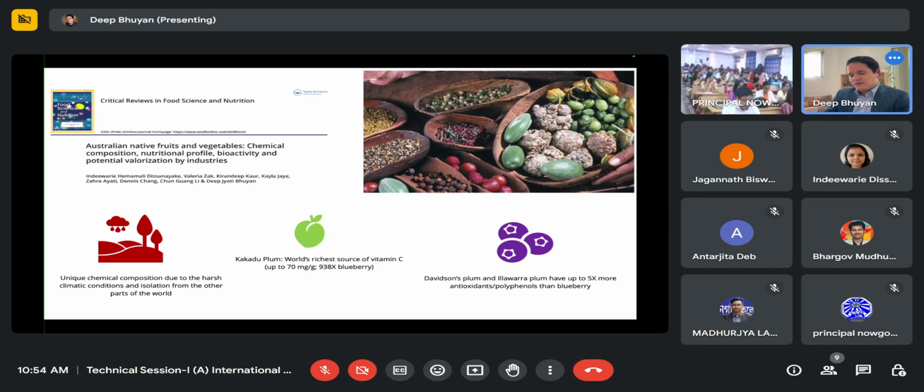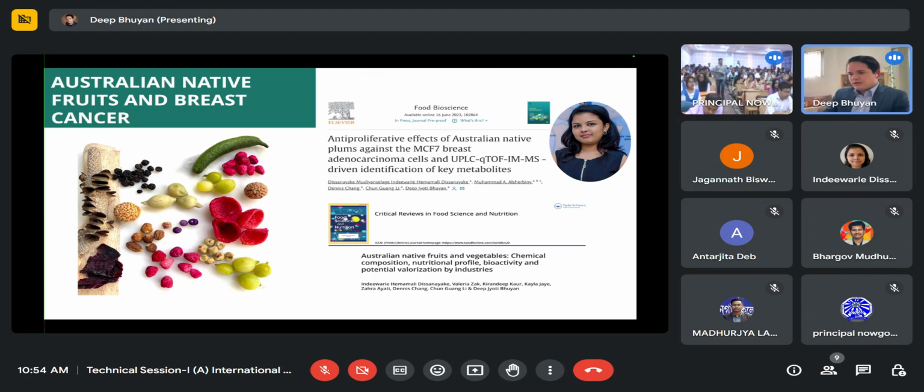And as I said previously, my student Indivari has written this particular paper, which was published I think 2 years ago, about Australian native fruits and vegetables and how they can be implemented by different industries, including the health sector. So in terms of cancer research, I'll give you some overview. I'm not going to go into too much detail regarding that data, but please feel free to read this paper if you're interested. So this is another paper that she published last year.